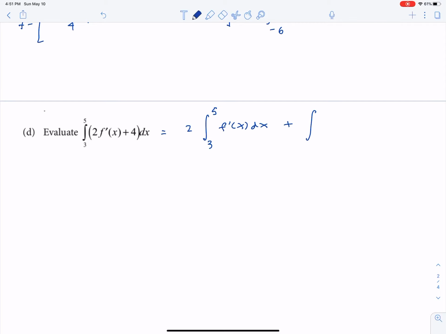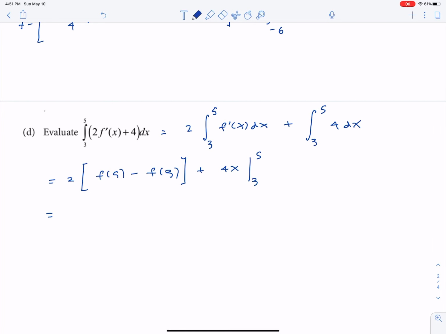And again, I'm just splitting this up. Okay? So continuing here, this is going to give me 2. By the fundamental theorem, this will become f of 5 minus f of 3, right? Plus 4x evaluated from 3 to 5. Okay? And let's just make sure this should be a parenthesis there.